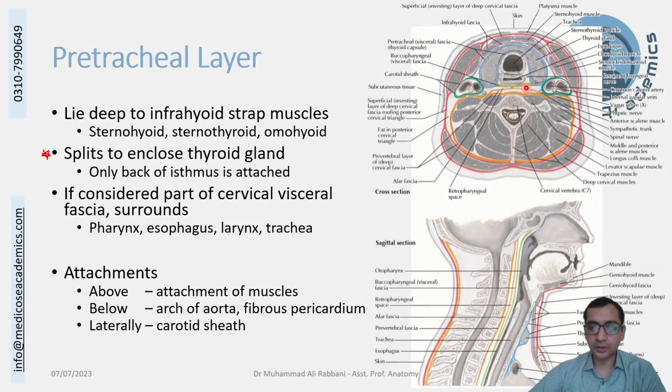And if we talk about the visceral and the muscular layer, the visceral fascia, above it is attached to, again the confusion arises because we are not discussing them separately. Above it is limited to the attachment of the muscles, that is majorly the thyroid cartilage. Below, the visceral component is attached to the great vessels, and the muscular component goes and attaches to the sternum. Laterally it is limited by the carotid sheath.